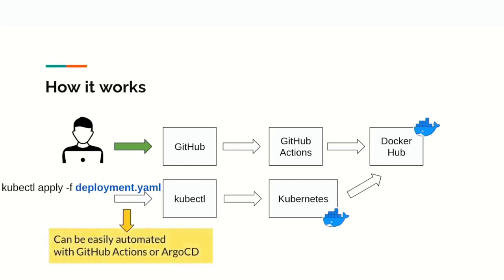That's great. And as you see, this particular part can be easily automated because it's a file. So you can automate it because you can edit it. You can put it in Git, so you can do GitOps. You can not put it in Git, but you should not do that.